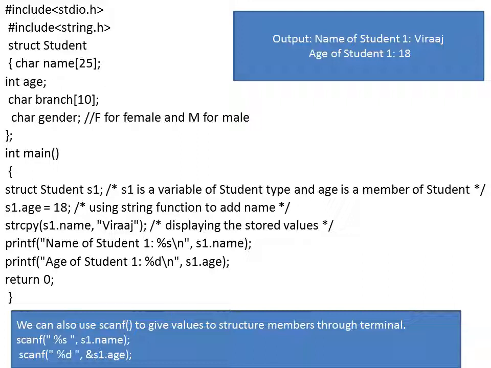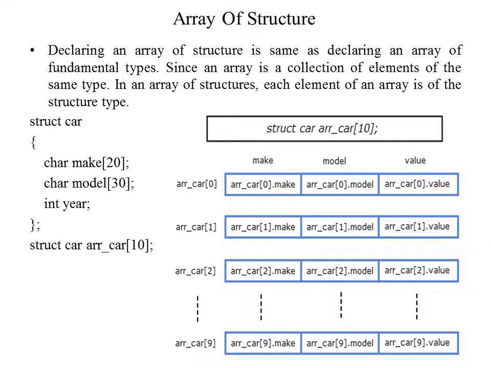So the output in the above blue box is shown, a tentative output. In the below mentioned blue box you can see we can use the scanf function to take the value from the user. We are assigning directly in this program 18 and Viraj. We can use the scanf function to take the name and the age from the user, then we can assign those values to the structure members, which will be a more user friendly program.